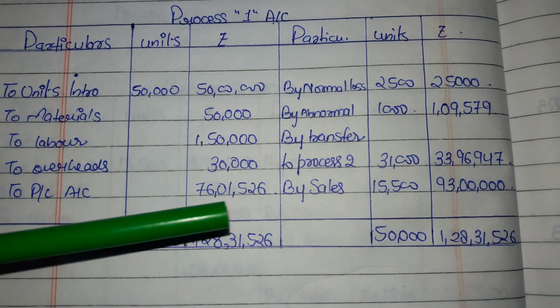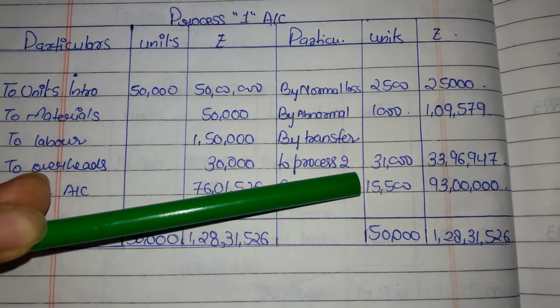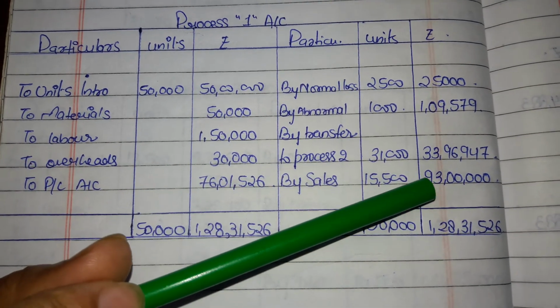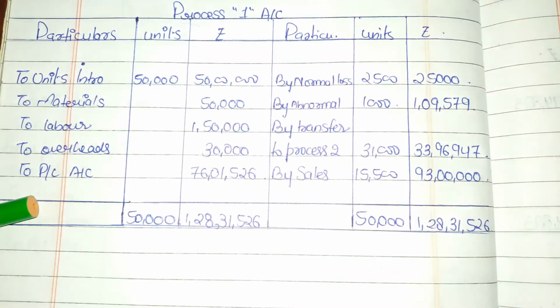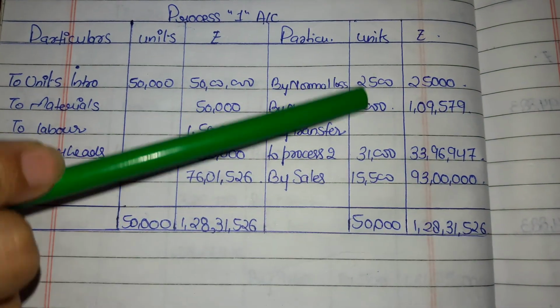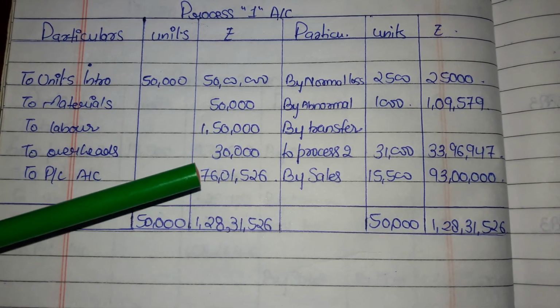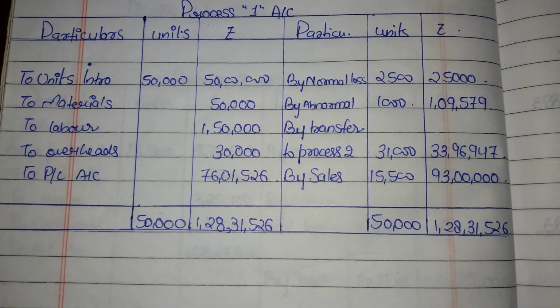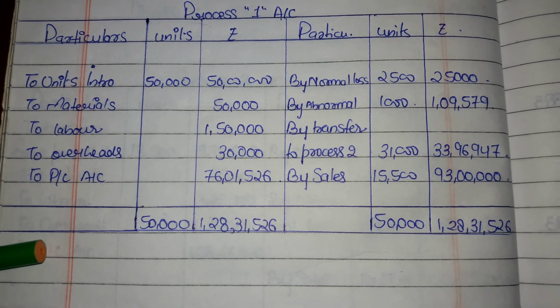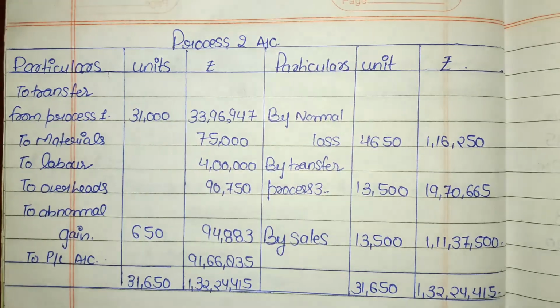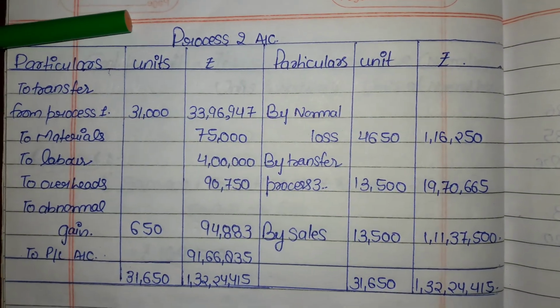We'll multiply 15,500 by 600 and we'll get this value. Now we'll add this and we'll get the balancing figure here, to P&L account, that is this amount. And this is how we'll prepare your process 1 account. Now let's start the process 2 account.